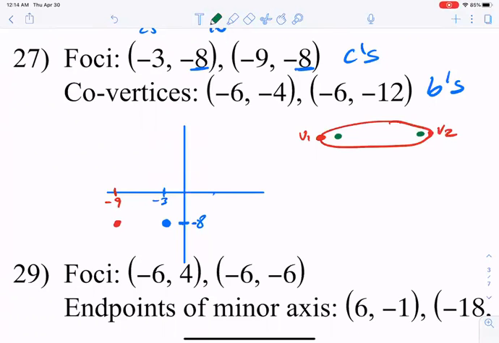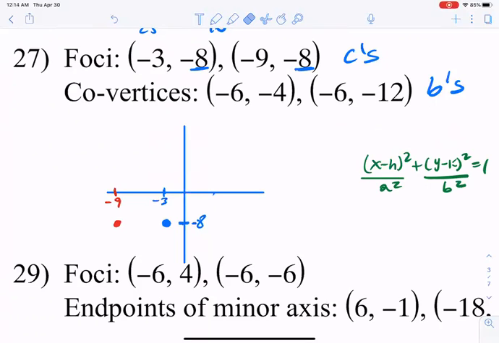Therefore, I know that the equation that I need is (x minus h) squared over a squared plus (y minus k) squared over b squared equals 1. That's the equation that I need. Now, I need to find out the center. That's not hard. If we want to find the center, we just basically have to find the midpoint of the foci. So what is the midpoint of the foci?